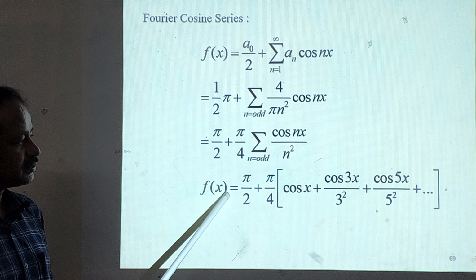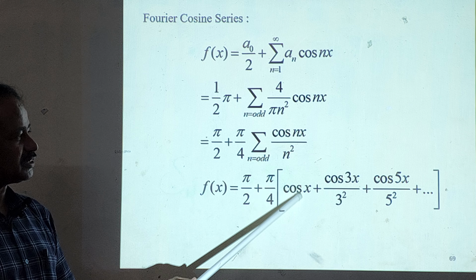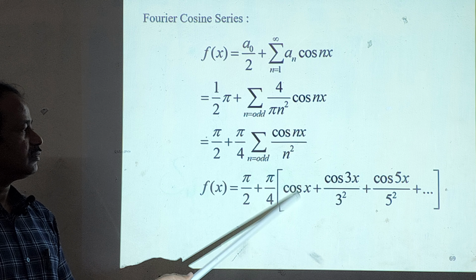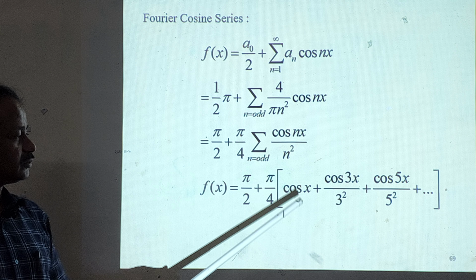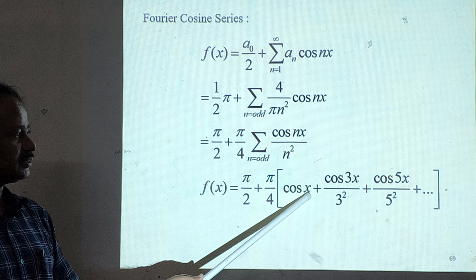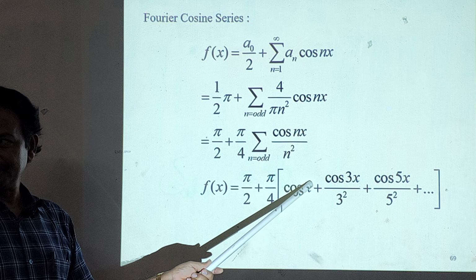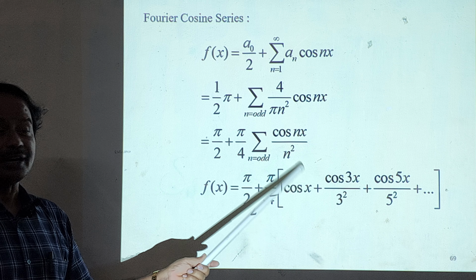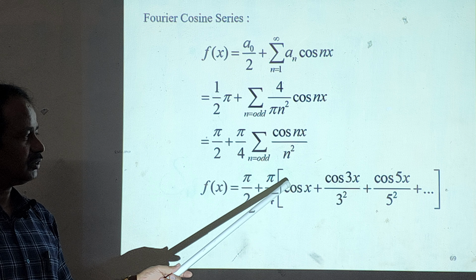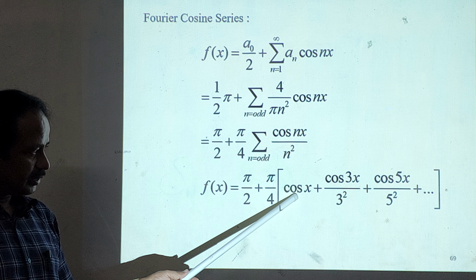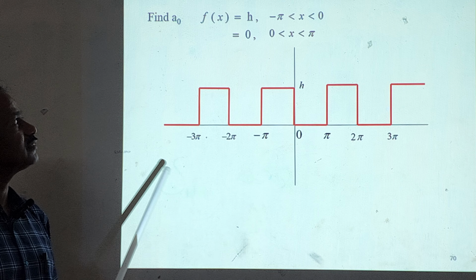So your f of x equals pi by 2 plus 4 divided by pi. First term becomes cos x, because n equals 1, 3, 5 for odd numbers, and also cos 1x. So cos x. Next term is cos 3x by 3 squared. What about cos 2x? Cos 2x is 0 for all the even numbers. Cos 0 is 1. According to the problem, we have minus 1 plus 1 and that will become 0. So for all the odd numbers, this becomes exactly this series.